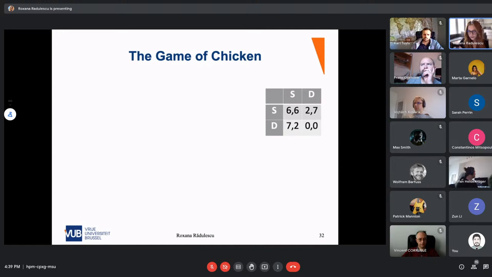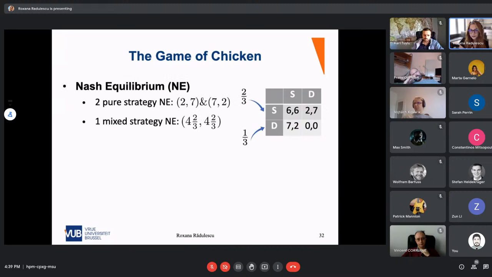Well, if I take a small example, the game of chicken, this is the payoff matrix. This is the game in which the agents are driving toward each other. They can either swerve out of the way or continue driving. So we know that there are two pure equilibria and one mixed strategy Nash with these payoffs.